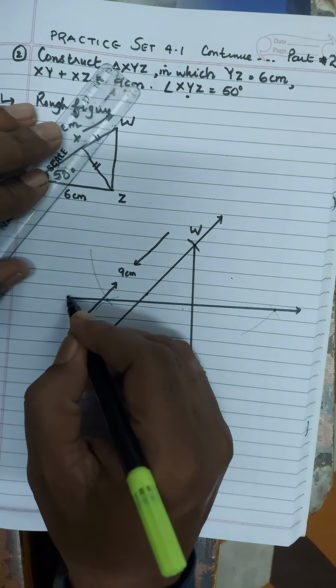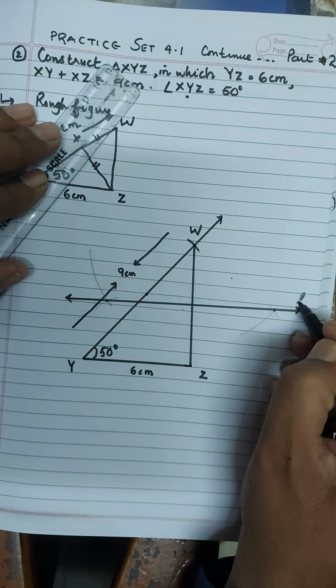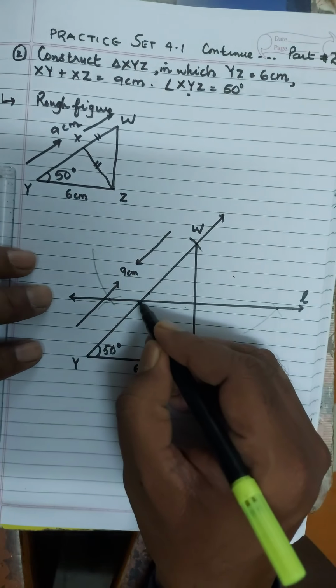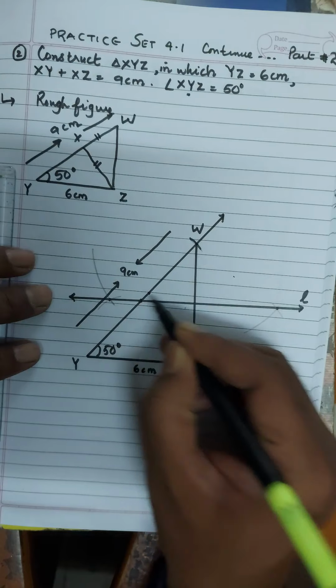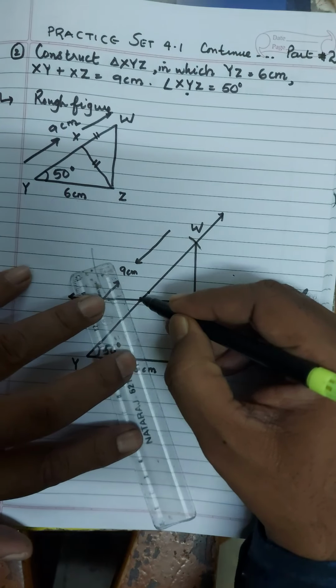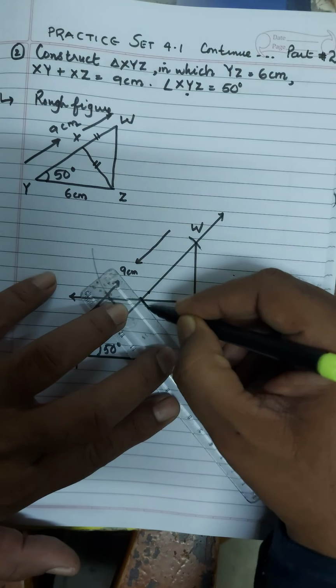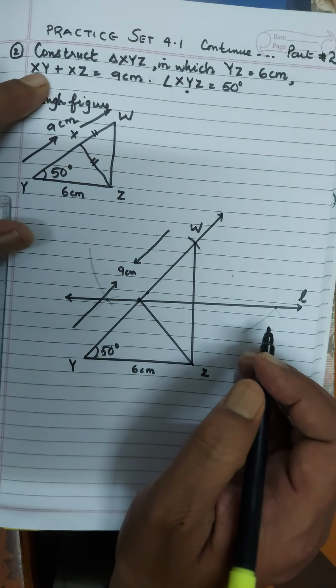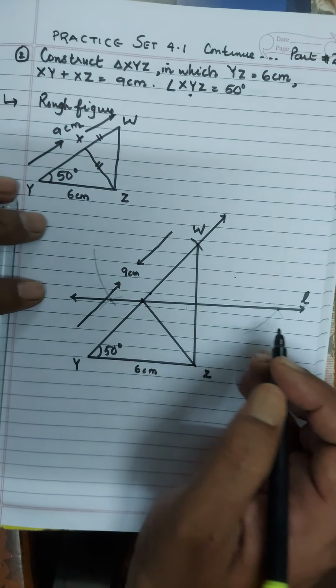Okay, so this is our perpendicular bisector. We can give it any name. Suppose this is L, the intersection point of the side. So we need to join this to Z now, and we have to draw triangle XYZ.